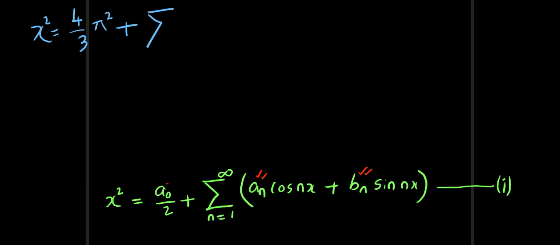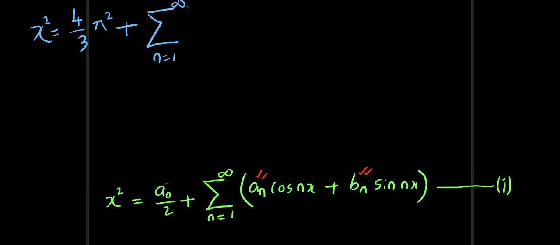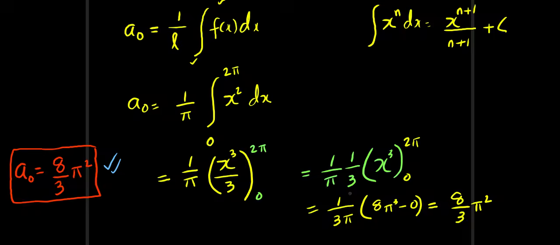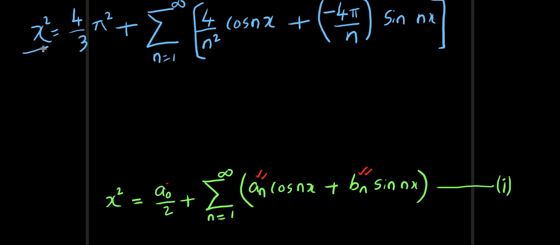plus sigma n equal to 1 to infinity. What is an? An is over here. 4 by n square cos nx plus, what's the value of bn? Minus 4 pi by n, and that will be sine nx. Okay, that's it, my friends. We have converted our function into sines and cosines.